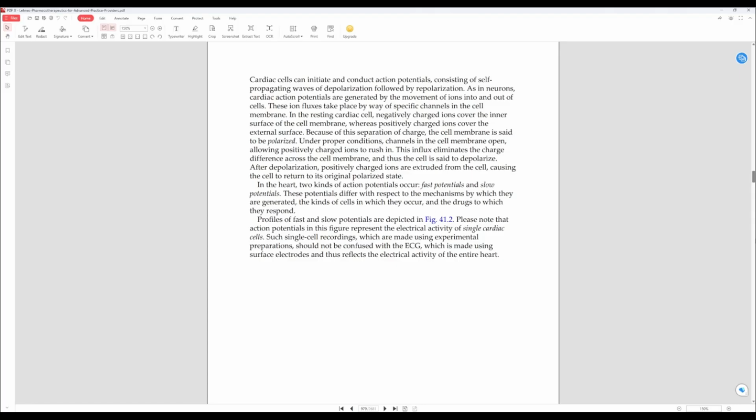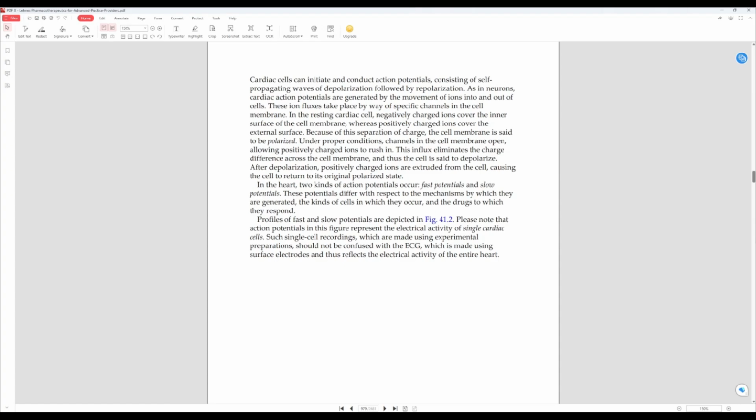In the resting cardiac cell, negatively charged ions cover the inner surface of the cell membrane, whereas positively charged ions cover the external surface. Because of the separation of charge, the cell membrane is said to be polarized. Under proper conditions, channels in the cell membrane open, allowing positively charged ions to rush in. This influx eliminates the charge difference across the cell membrane, and thus the cell is said to be depolarized. After depolarization, positively charged ions are extruded from the cell, causing the cell to return to its original polarized state.